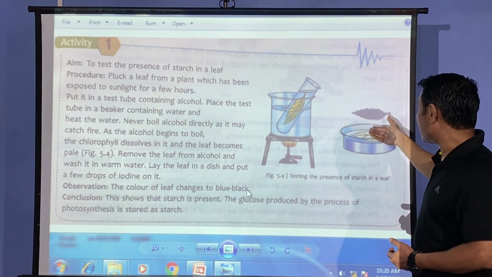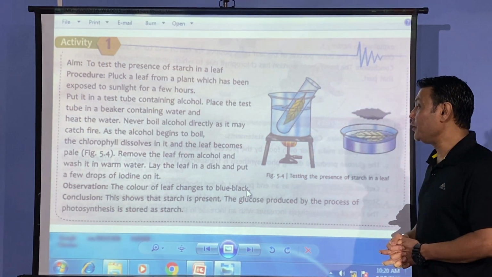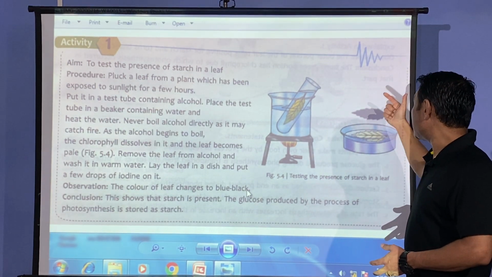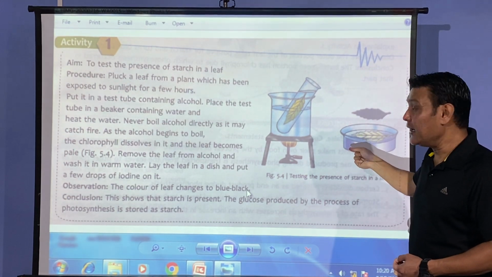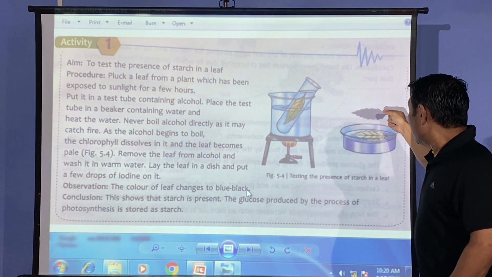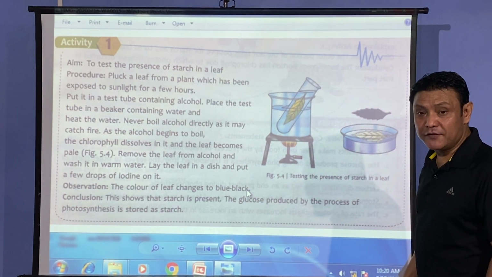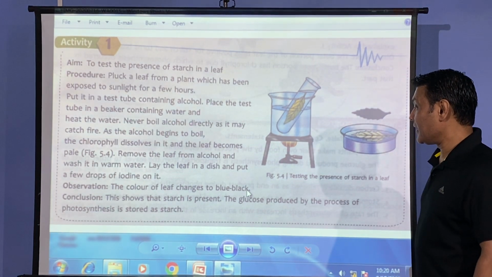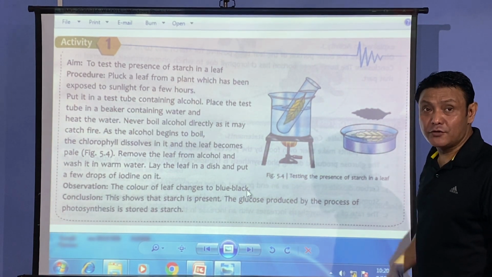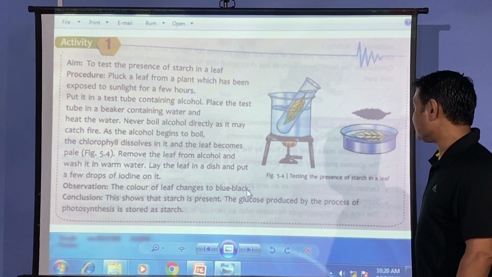Now on the colorless leaves, we put a little bit of iodine, a few drops of iodine, on that decolorized leaf. Now, if there is starch present in the leaves, it becomes blue black. Otherwise, it will become brown. So this is the starch test.